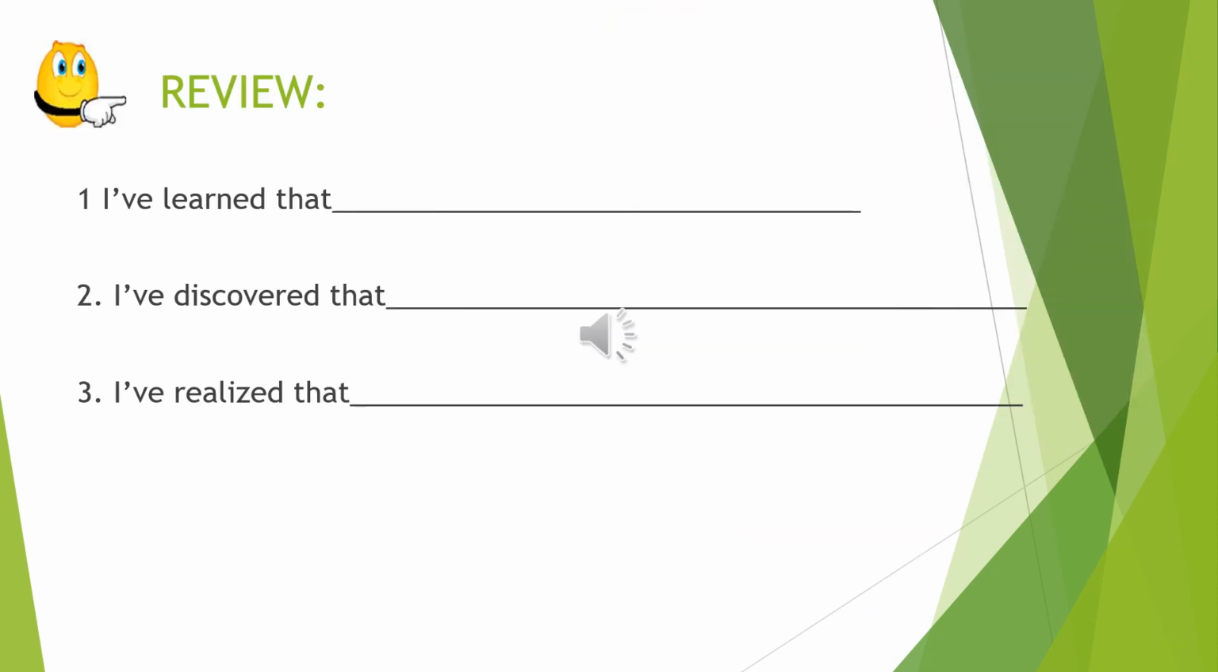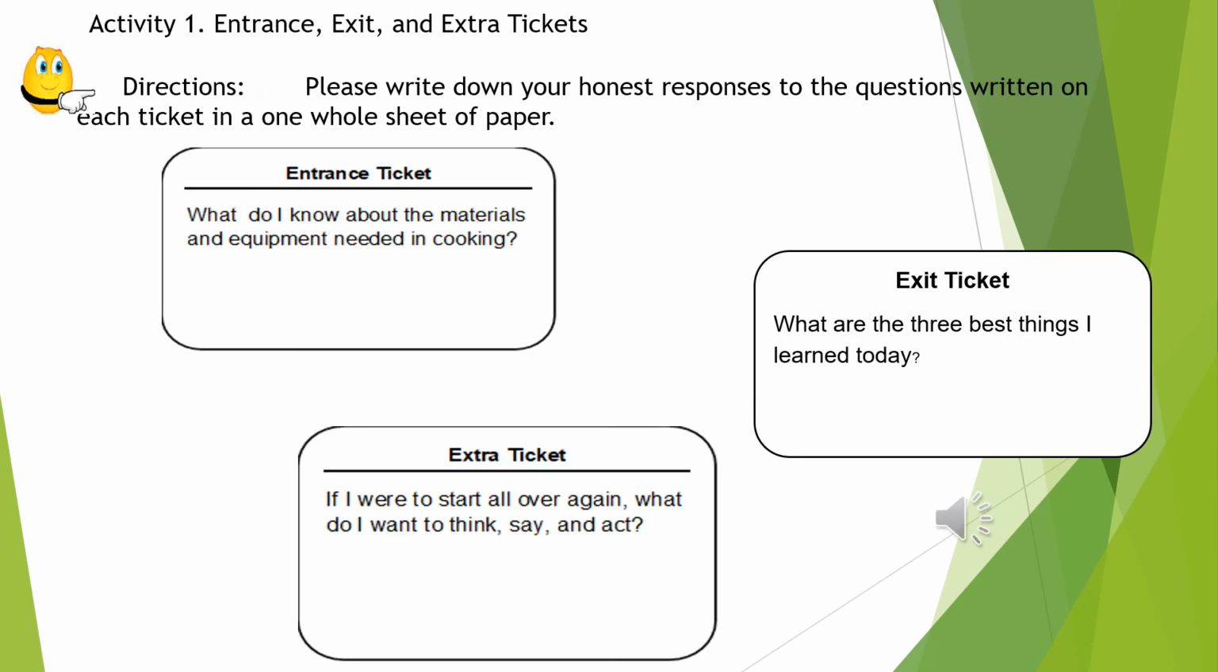Now, in one whole sheet of paper, I want you to complete this incomplete statement. Number 1, I've learned that blank. Number 2, I've discovered that blank. Number 3, I've realized that blank. Now for this activity, I want you to write down your honest responses to the questions written on each ticket in one whole sheet of paper.